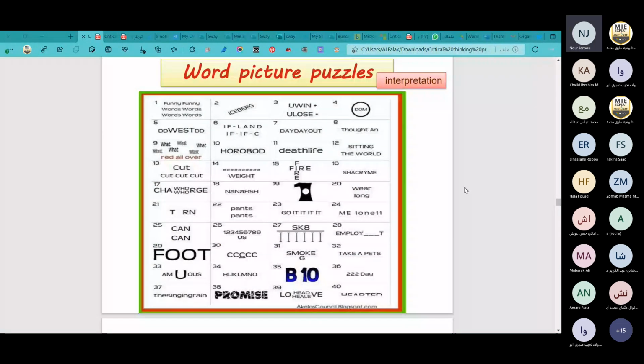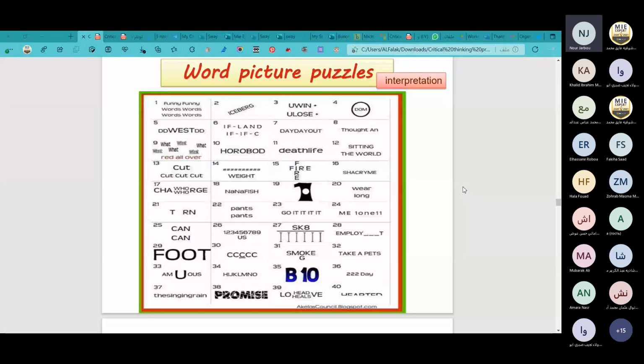And please think about these activities and how you can utilize them and apply them in your lessons, because at the end of this session, I want you to give me just one practical activity that you can use in your lessons to enhance critical thinking. Now we have this word picture puzzle.